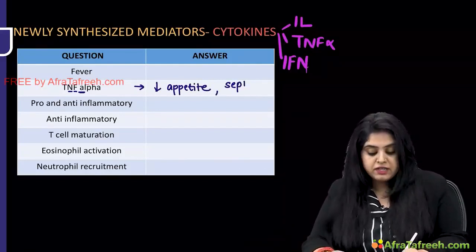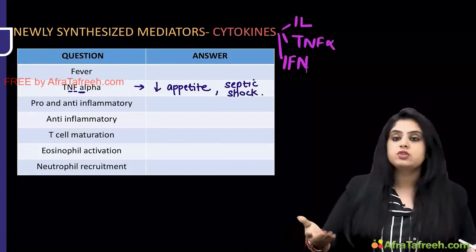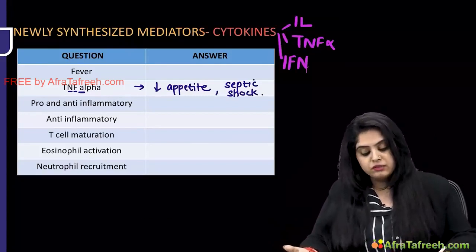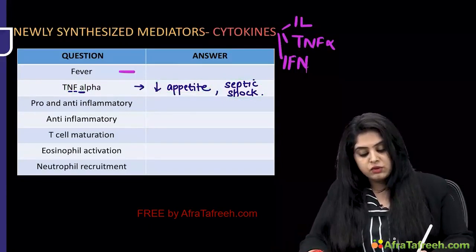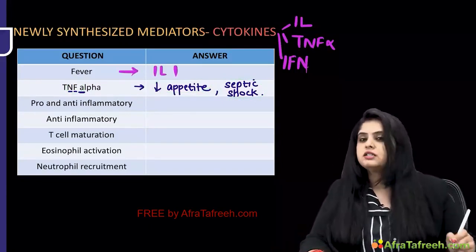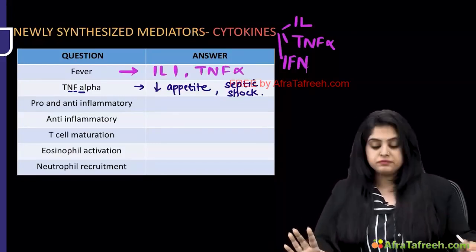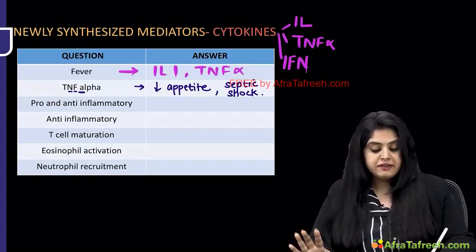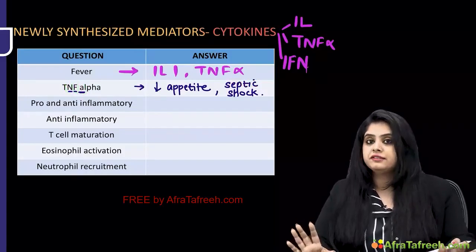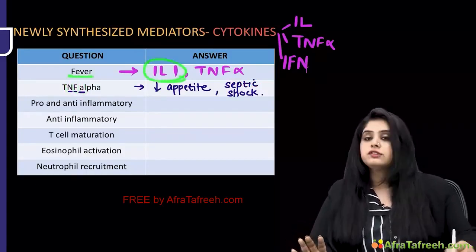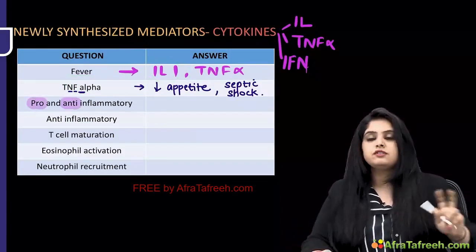Also, this is very, very important in the pathogenesis of septic shock. Go to medicine, study septic shock, you will find it over there. So repeating, no appetite and septic shock. What else? Which ones cause fever? Almost every interleukin, but interleukin 1 and TNF alpha are very famous for causing fever. So now you can learn TNF alpha: NA means no appetite and F for fever. That is what TNF alpha does. And which is the interleukin which causes fever? Most commonly interleukin 1.